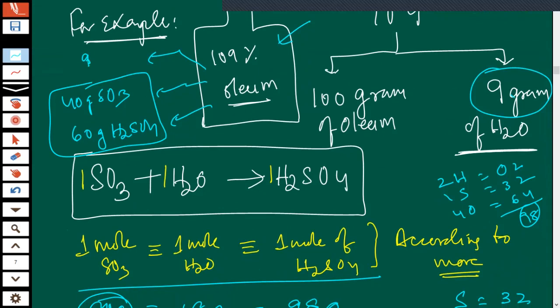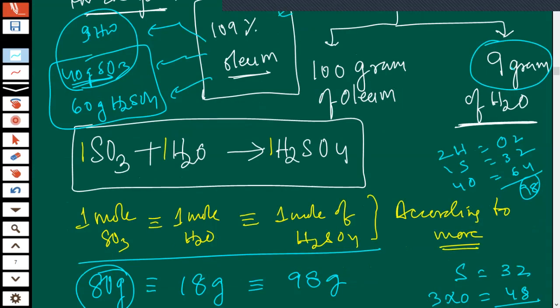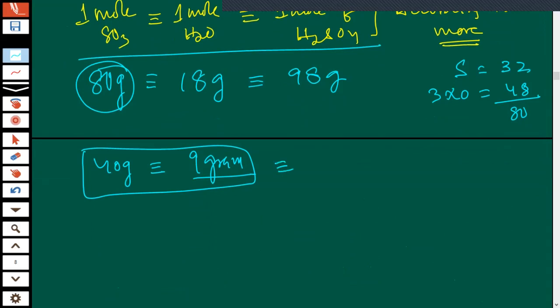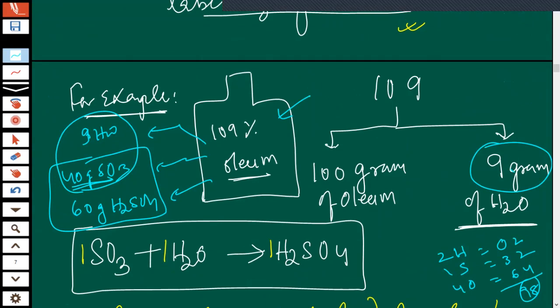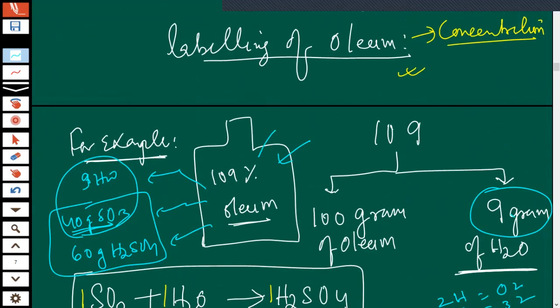And when you have added water, this has reacted. So it became 40 plus 9, 49. And 49 gram of sulfuric acid is prepared. So now after adding 9 gram of water, the total sulfuric acid is 109 gram. After adding water, it is completely changed into sulfuric acid.